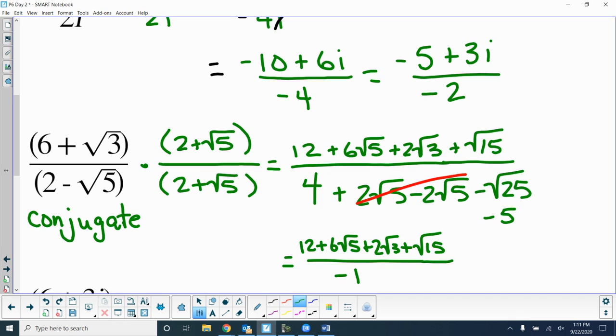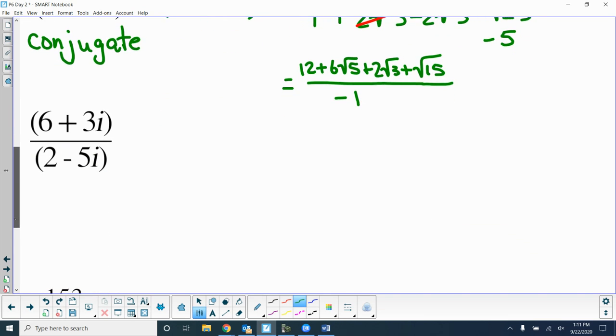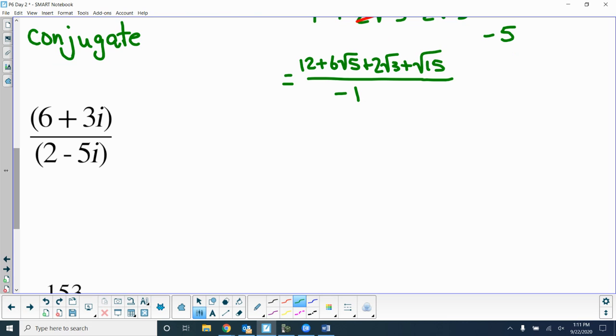But what am I going to do to you now? Instead of the radical, we're going to put what with the 5 and the 3? We're going to use that i. Okay? So we're doing the same thing. We're going to use the conjugate. So what's the conjugate of the denominator? Right, 2 plus 5i.